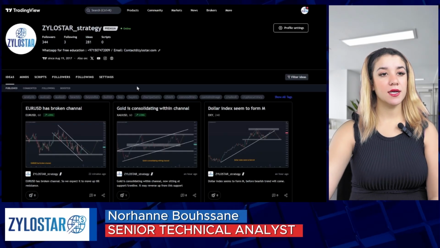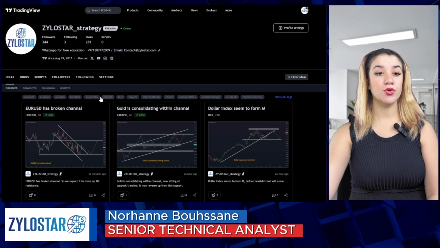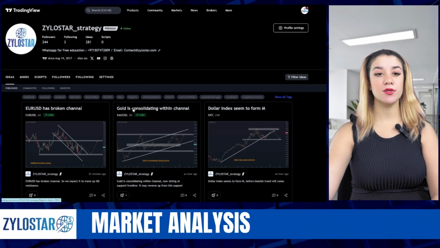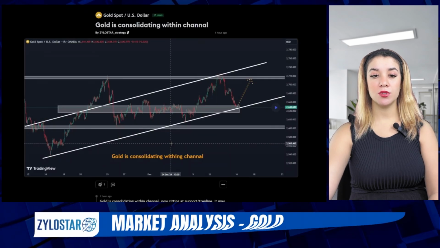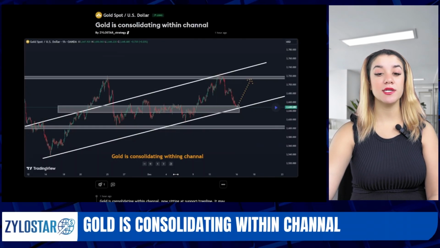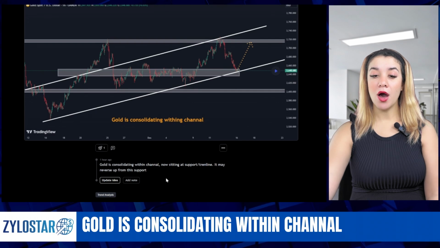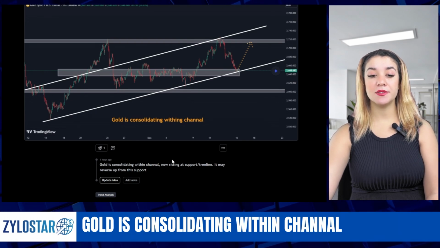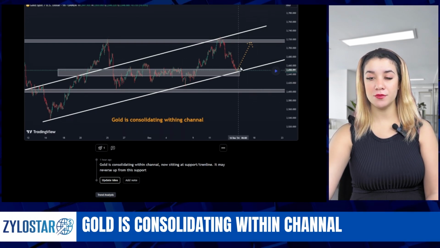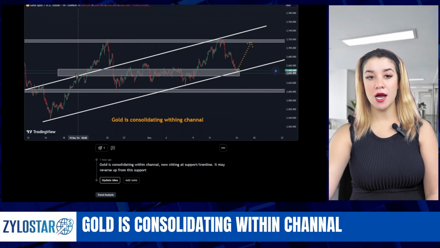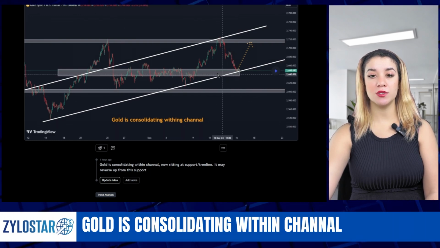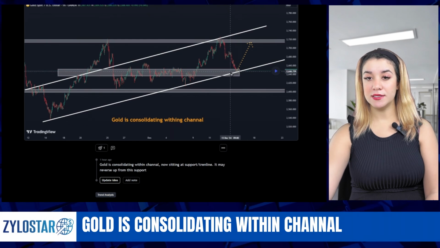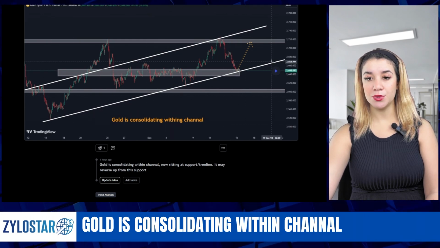So guys, let's take a look regarding the gold and the euro USD analysis in Zylostar strategy. We'll start with the gold market. Gold market is consolidating within a channel, now sitting at support trend line. It may reverse up from this support because it's coming to this area which is support to resistance, and it's testing it within a trend line, trend up.